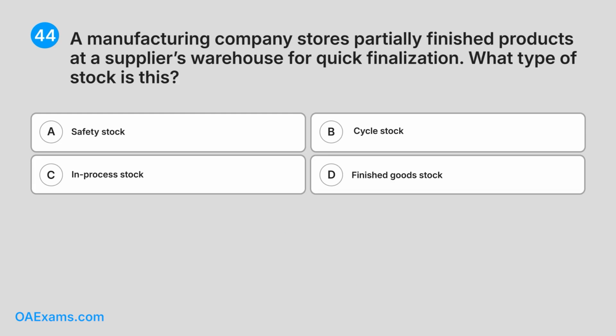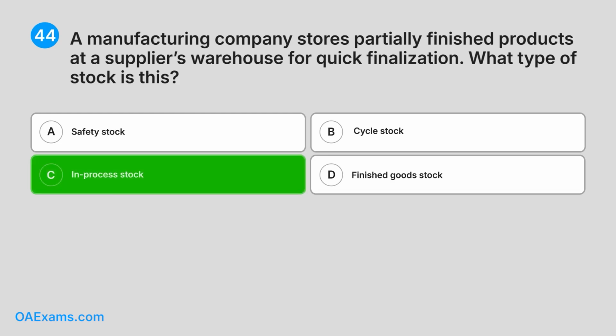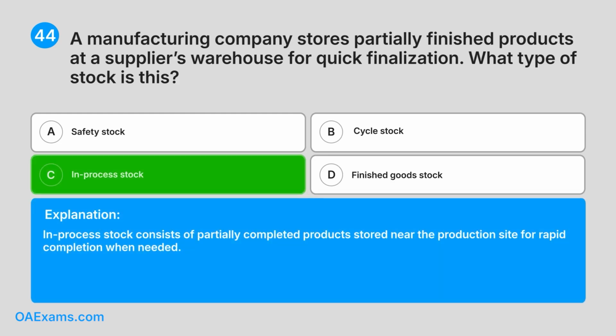Correct answer. C. In-process stock. Explanation. In-process stock consists of partially completed products stored near the production site for rapid completion when needed.